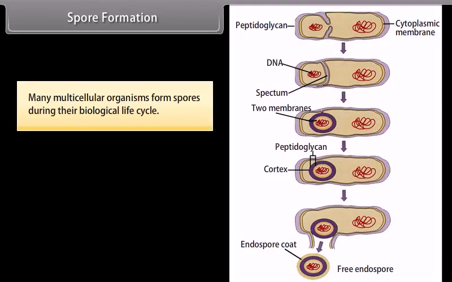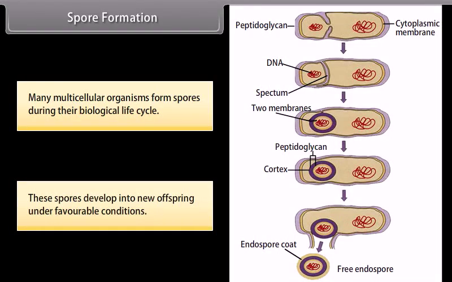Spore formation. Many multicellular organisms form spores during their biological life cycle. These spores develop into new offspring under favorable conditions.